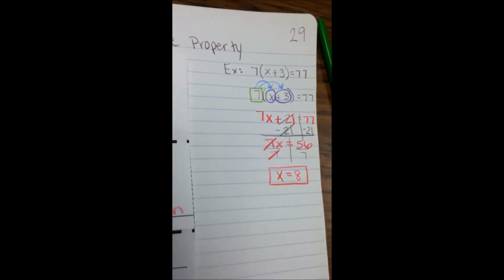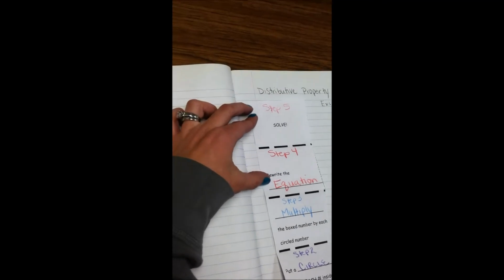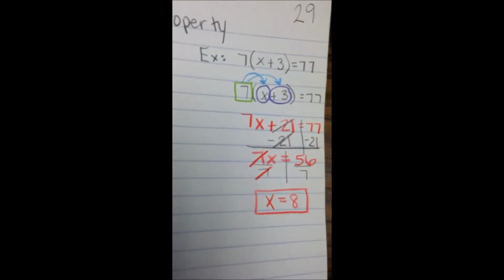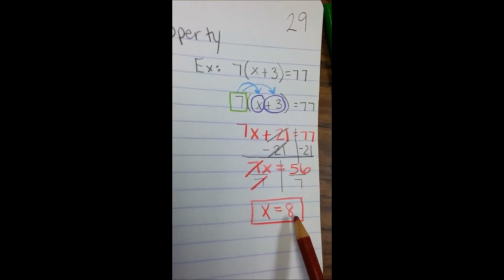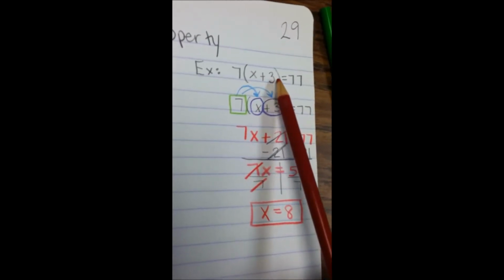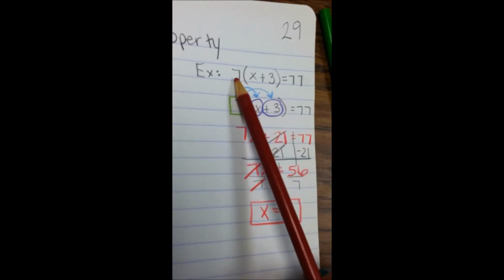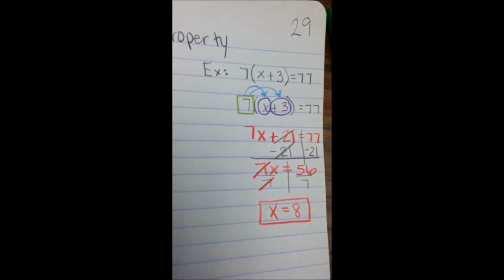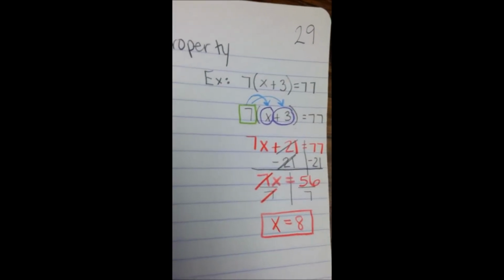Okay, now it's always good to check your answer. So I'm going to just go in my head and go, okay, 8 plus 3, 11. 11 times 7 is 77. So I know I did it correctly.